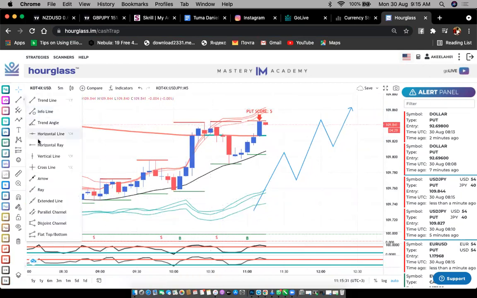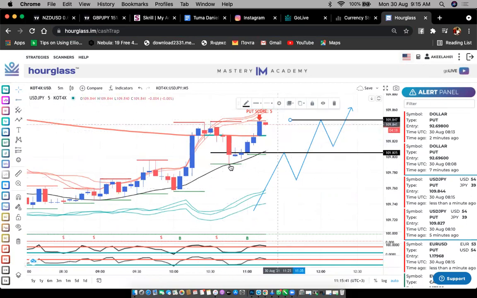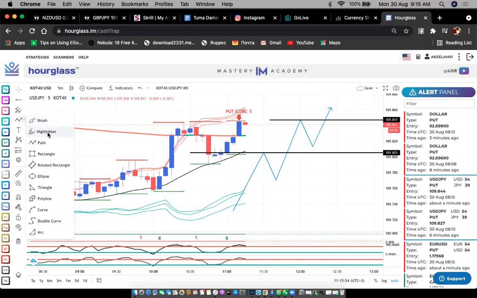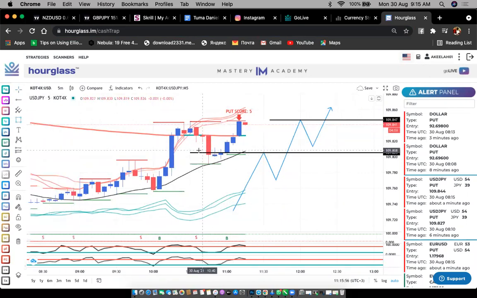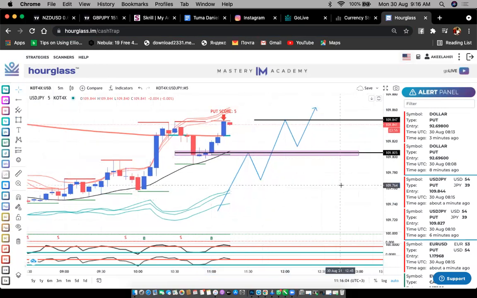I'm going to use lines now to indicate. When price went up, it made this high, right? When it went up again, it made this high. Now, if I'm looking for a buy, I'm looking for price to come to this area, this area where I see this resistance.